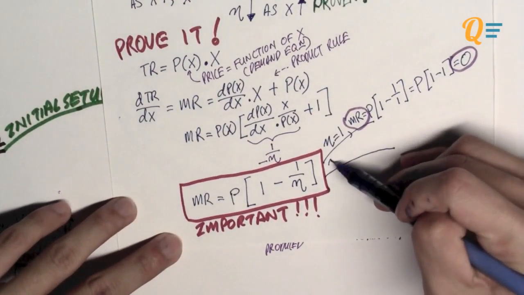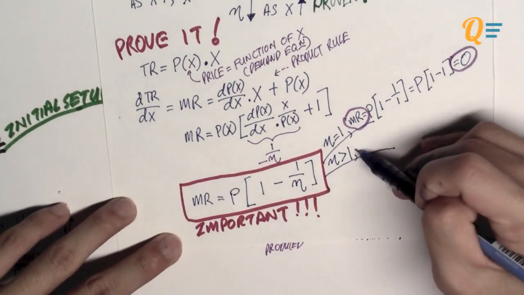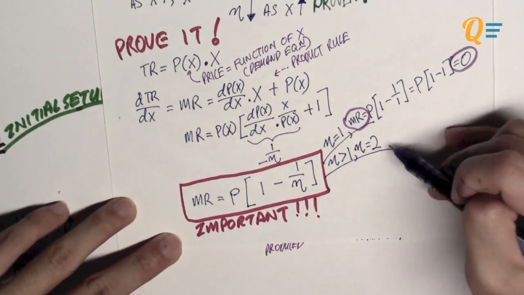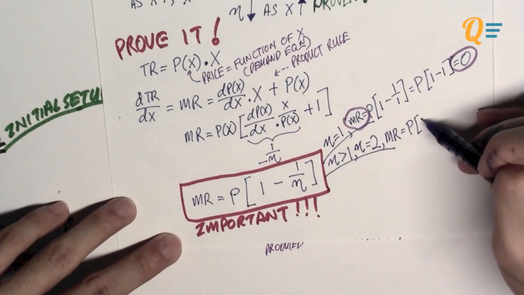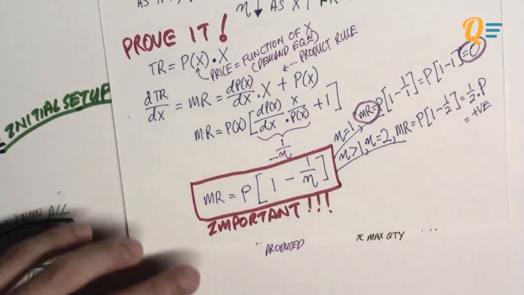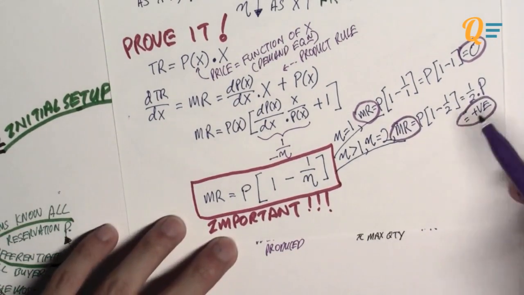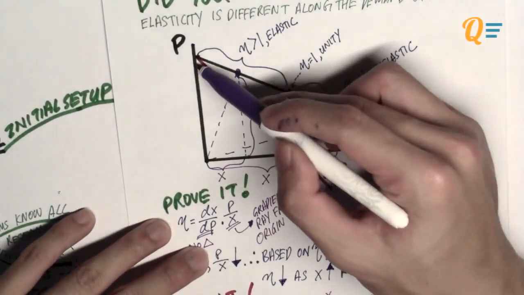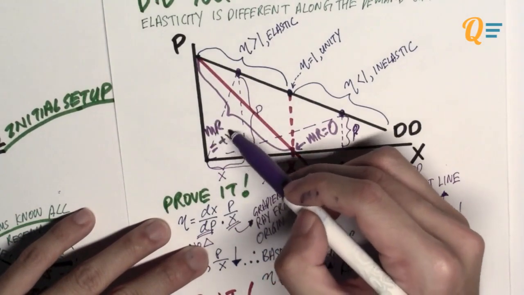See? And if the price elasticity is more than 1, maybe it equals 2, then my marginal revenue can be calculated as such. I'm going to get a marginal revenue that is positive. So you see, marginal revenue is positive when the demand is elastic. See? Proven.